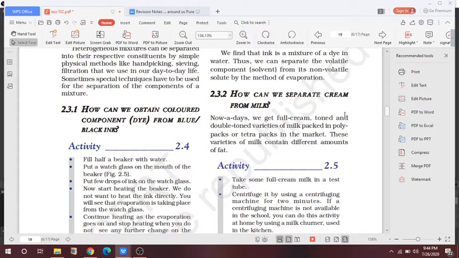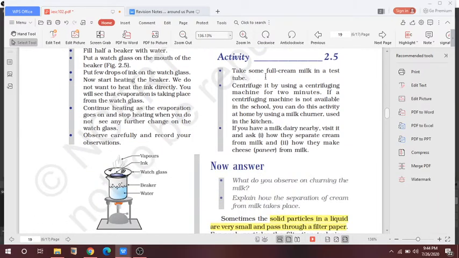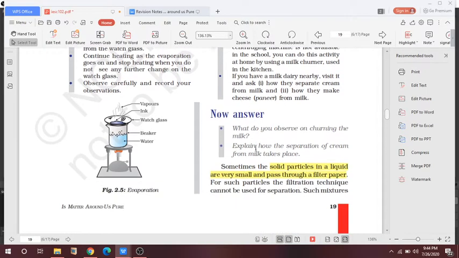You can see the full cream, toned and double toned varieties of milk packed in a poly bag, and these varieties of milk contain different amounts of fat. So let's discuss this also. Take some full cream milk in a test tube, centrifuge it for 2 minutes, and now churn it. If you have a milk dairy nearby, visit it and see. If you are not able to do it at home, you can see it at your nearby dairy also, and ask them how they separate the cream from milk and how they make paneer from milk.